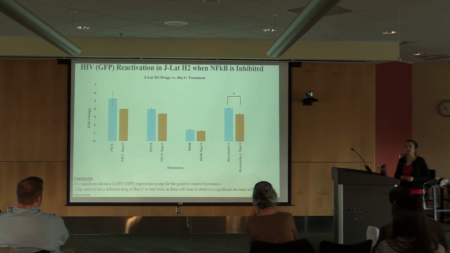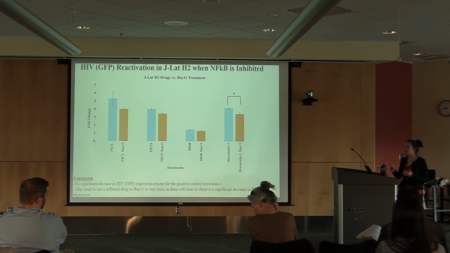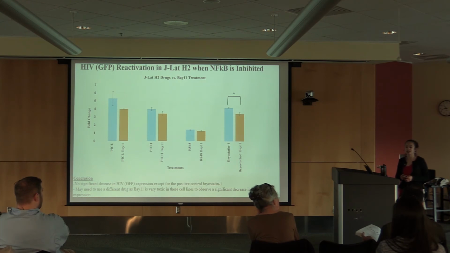I think with higher concentrations of the Bay11, we would be able to see a significant decrease in HIV reactivation. But unfortunately, the higher concentrations killed off the cells. I did a dosage response, and the highest I could use with the other treatments was about 3 micromolar. So we're definitely going to have to look at finding a different NF-kappa B target that's less toxic to these cells.